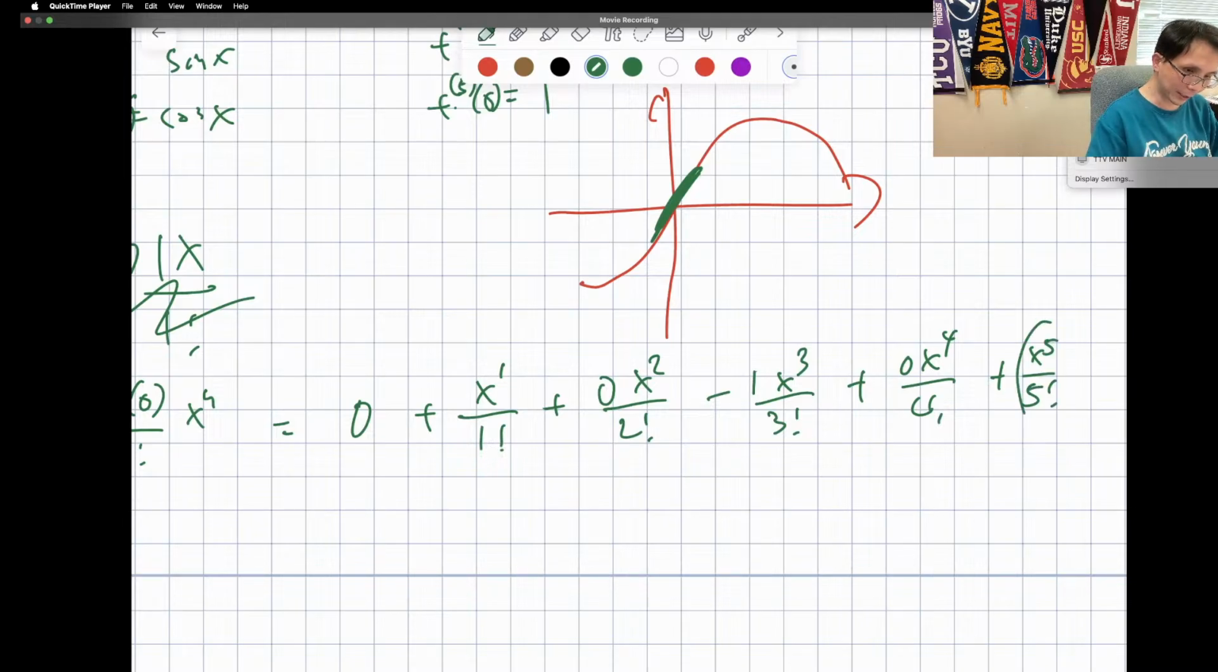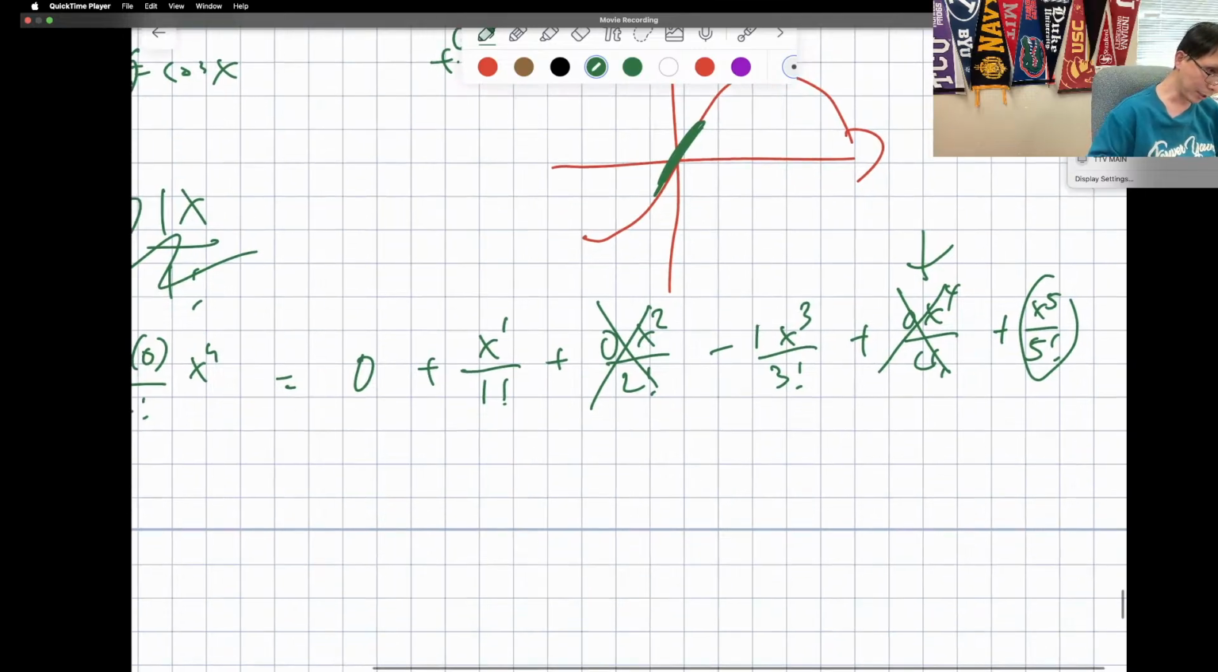So you see that this is going to go to 0. So this is going to go away. This is going to go away. So from this pattern, we get the power series.